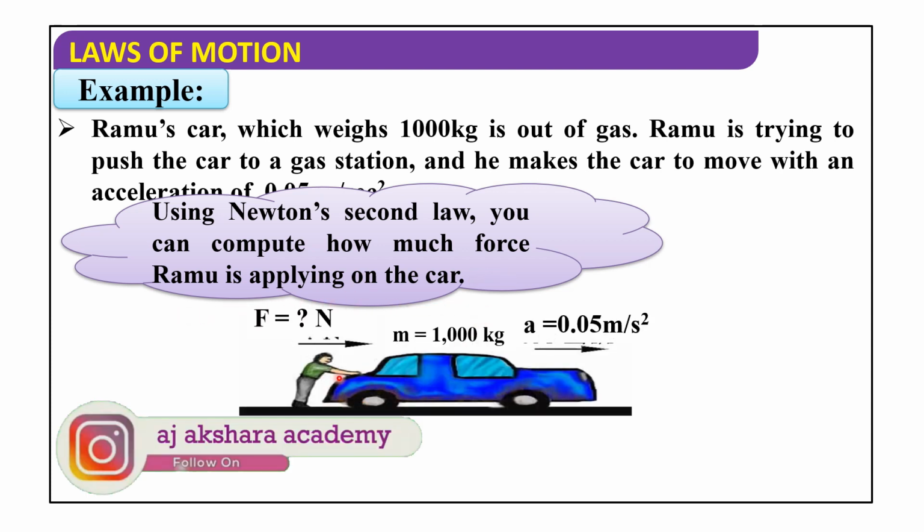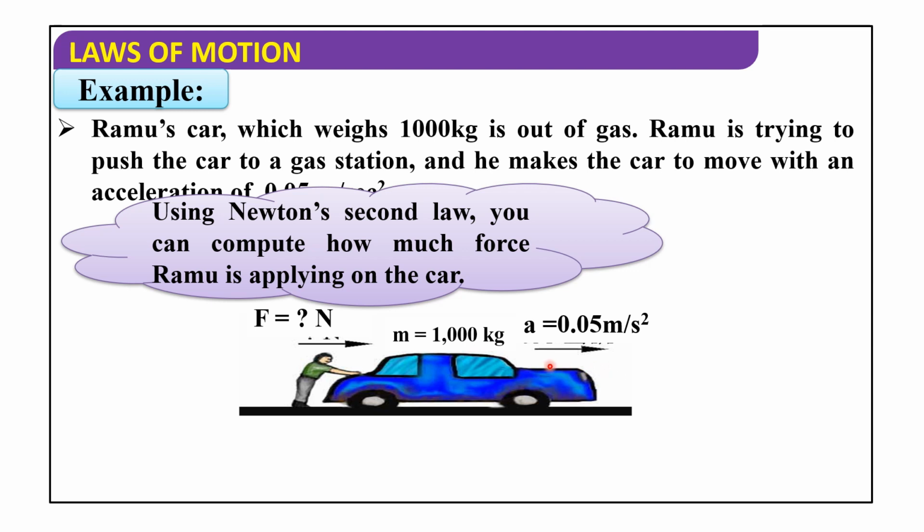So here we have to find the force, and mass m equals 1000 kilogram and acceleration a equals 0.05 meter per second square, as given.